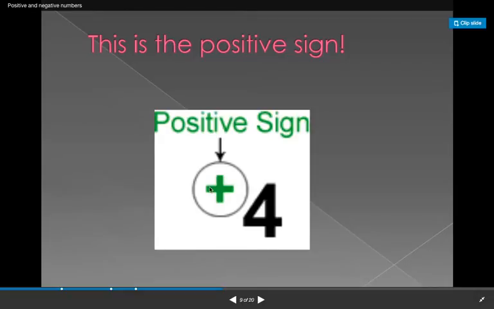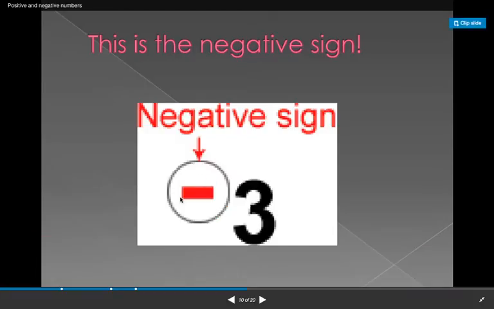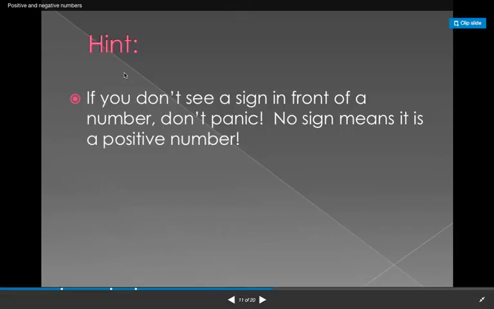A positive sign looks like a plus sign. You can remember because both of them start with a P. For positive numbers, we don't put a positive sign. We just know that if there isn't a negative sign, it's a positive number. Our negative sign looks like the minus sign, and all numbers that are negative will have this in front of them. So the hint they give you is if you don't see a sign in front of a number, that means it's a positive number.